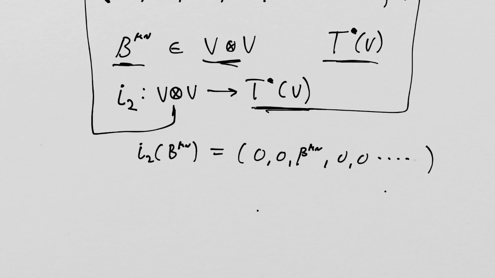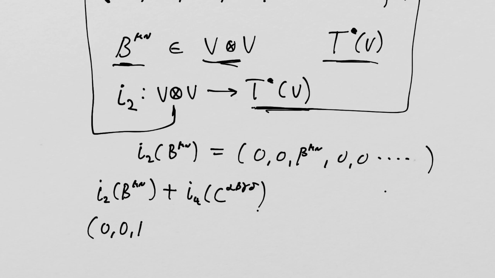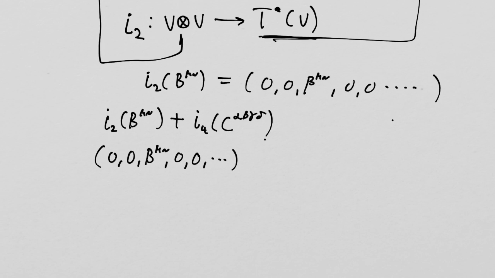And because of that, I can actually write really interesting things. I can write I2 B mu nu plus I4 C alpha, beta, gamma, delta, right? I can write that down, and it's almost like adding a second-rank tensor to a fourth-rank tensor, which we know is wrong because they come from different vector spaces and there are no ways of summing different vector spaces. But once I run this injection operator, what have I actually done? I now have 0, 0, b mu nu, 0, 0, dot, dot, dot, and I'm adding it to 0, 0, 0, 0, c alpha, beta, gamma, delta, dot, dot, dot.